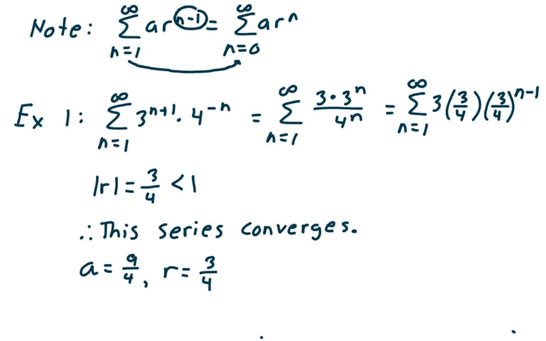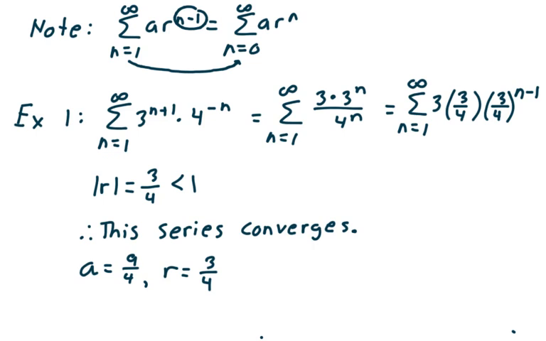So we're going to determine whether or not the summation from n equals 1 to infinity of 3^(n+1) times 4^(-n) converges or diverges. But this can be written as the summation from n equals 1 to infinity of 3 times 3^n divided by 4^n. But this is equal to the summation from n equals 1 to infinity of 3 times 3/4 times (3/4)^(n-1).